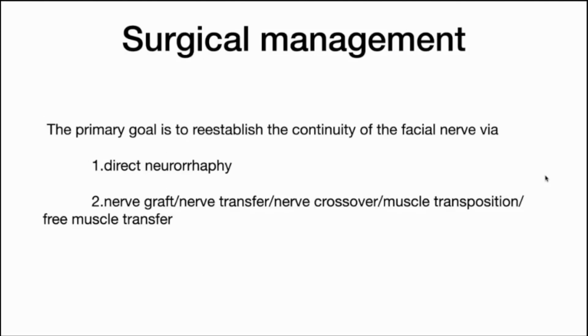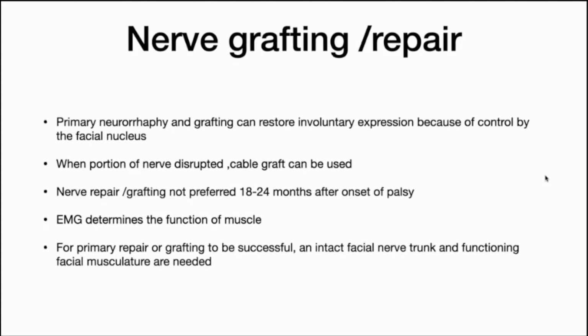What about the surgical management? The primary goal is to re-establish the continuity of the facial nerve. So how can we do it? We can do it with a direct neurorrhaphy, or we can use nerve graft, nerve transfer, nerve crossover, muscle transposition, or a free muscle transfer. So I'll make things clear for you.